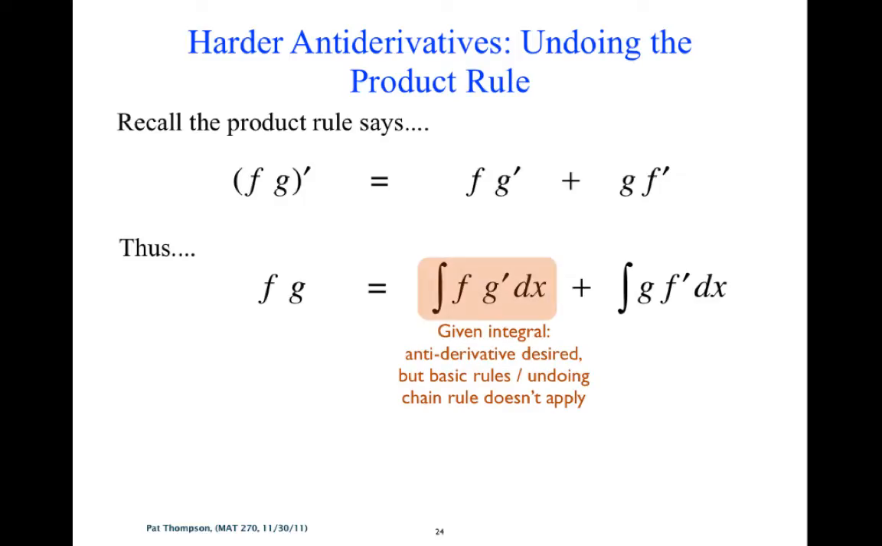Remember, our given problem is one of these. And so we're going to try to figure out what f and g prime are so that the integral of g f prime, the other term in the product rule, would be an easier antiderivative. And then we're never really doing this antiderivative except indirectly, by doing this one and knowing what fg is. We're just solving this equation for that, right?